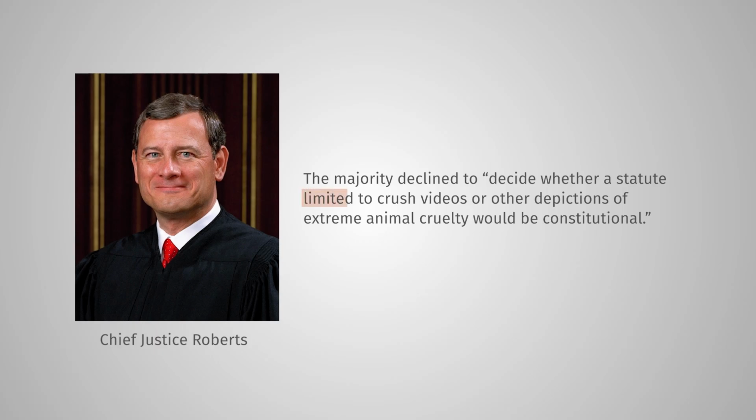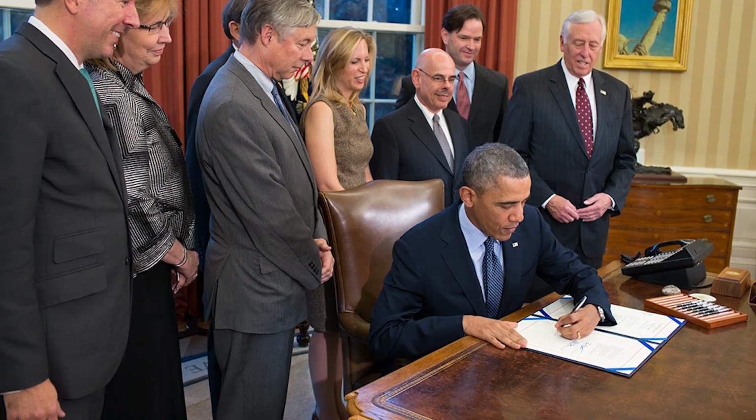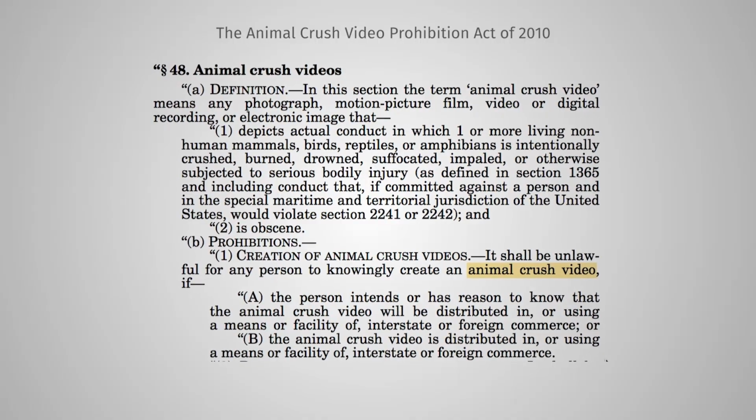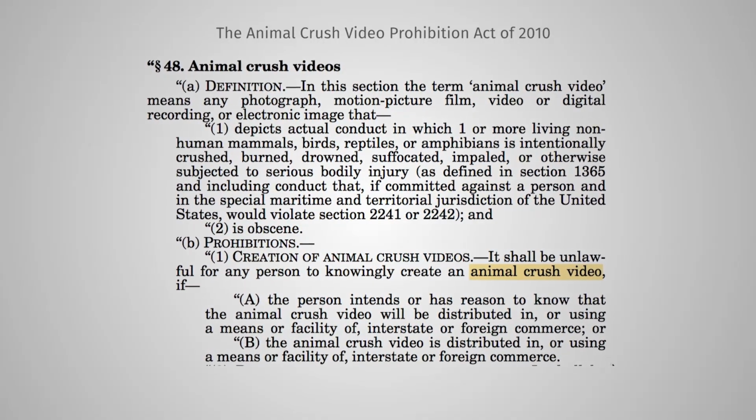Justice Alito dissented. He would not have declared the entire statute unconstitutional. Rather, he would have determined if the statute was unconstitutional as applied to Stevens' dogfighting videos. The majority declined to decide whether a statute limited to crush videos or other depictions of extreme animal cruelty would be constitutional. After Stevens was decided, President Obama signed into law a more narrowly tailored version of the statute. The Animal Crush Video Prohibition Act of 2010 only prohibited the distribution of, quote, crush videos.